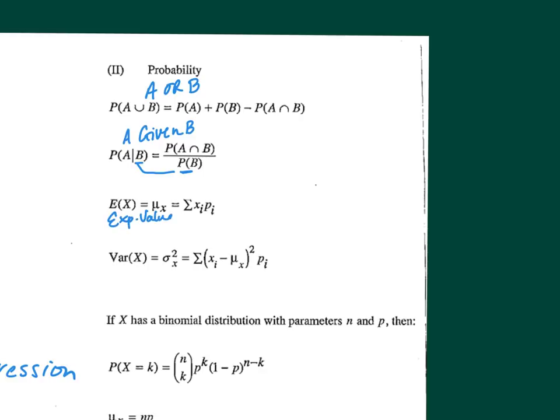Next up is expected value. That is also the mean. So that is the sum of all the values times their probabilities. The variance is that's the standard deviation squared. And then this is the sum of all the distances to the mean squared times each probability.